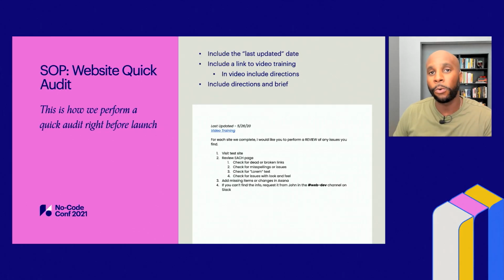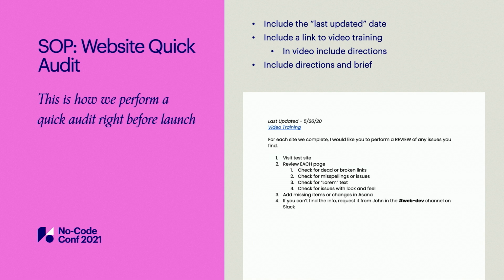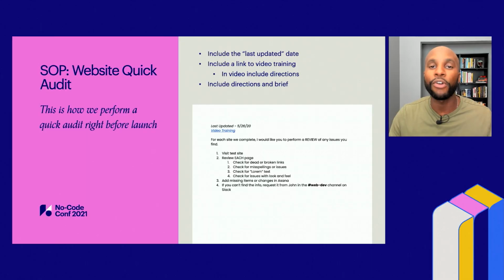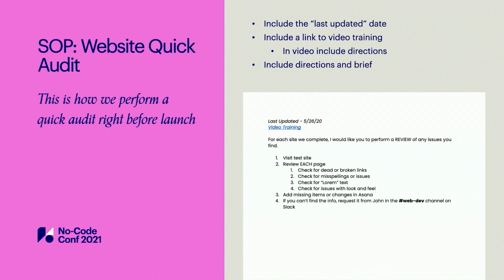This is how we perform a quick audit right before launch. We've already done quality assurance. Now everybody in the team needs to go in and just check, double check, and triple check everything that's going on. So some of your SOPs might be really simple. Some of them might be really descriptive and detailed. It's really going to depend on the level of project or item that you're working on. So to reiterate, the things we need: last updated date, link to the video, directions, and the brief.